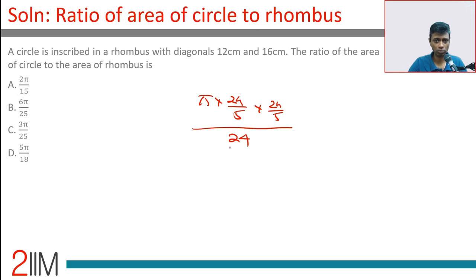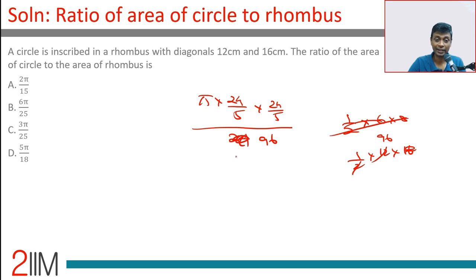Area of the rhombus is not half into 6 into 8. It is half into 12 into 16. 96. I made a mistake there, which is why I was worried none of the choices are matching. Thankfully, the choices are available for this one. It is 96 and not 24. I took half the diagonal, but it should be half into D1 into D2. I did half into D1 by 2 into D2 by 2.